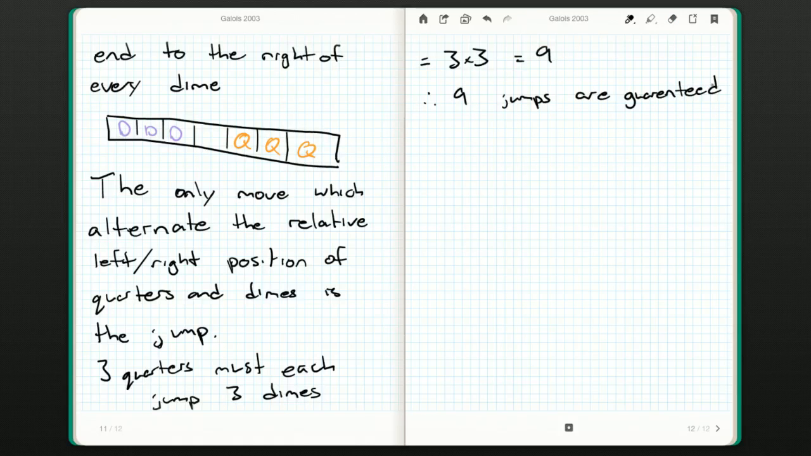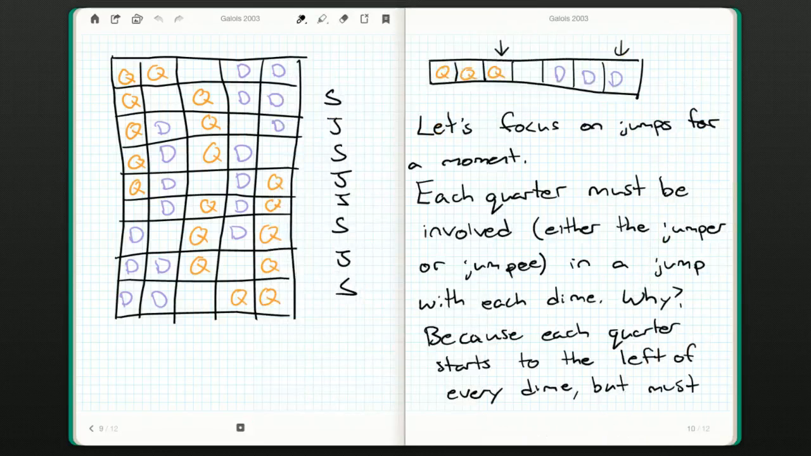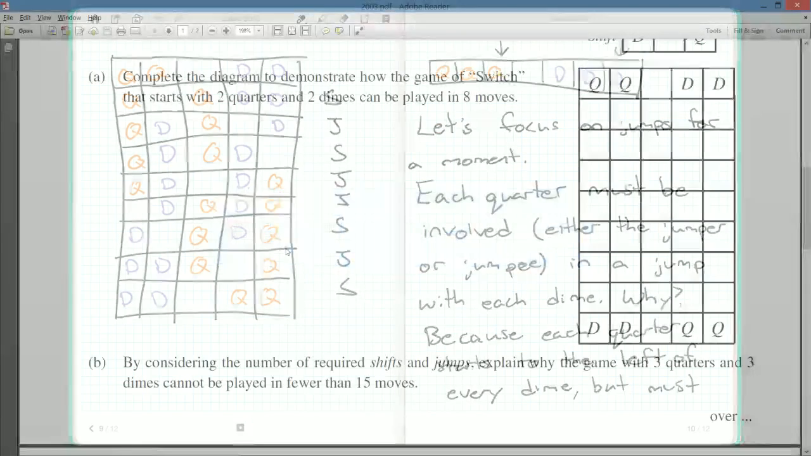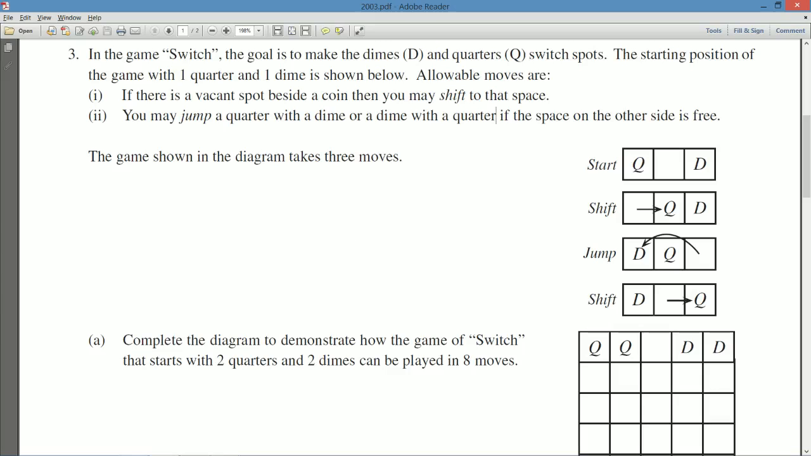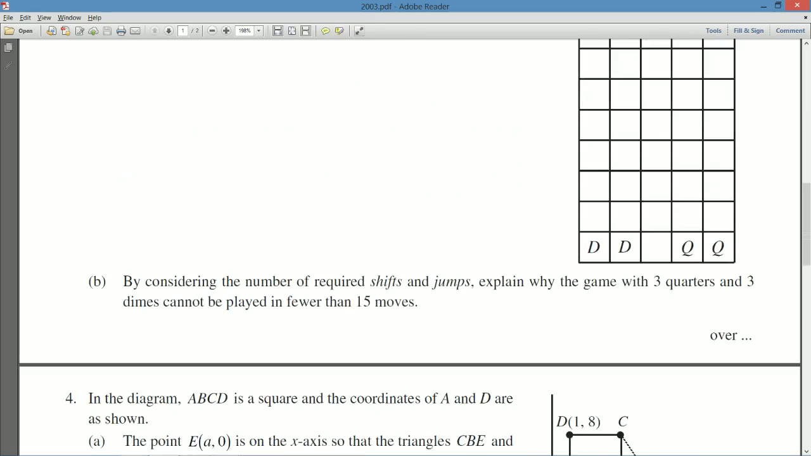So we have 9 jumps that are guaranteed. And by the same reasoning, 2 dimes jumping 2 quarters, we would need 4 jumps at minimum in our game in A. And let's see, we have 1, 2, 3, 4 jumps in this first game. And actually, we're given a little extra information. We're given a game with just 1 dime and 1 quarter. There should just be 1 jump, and wouldn't you know it, there is. 1 quarter times 1 dime, we need at least 1 jump. Fantastic. Okay, so it looks like we're on the right track, and we've actually discovered something useful.